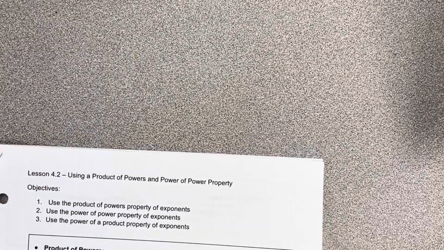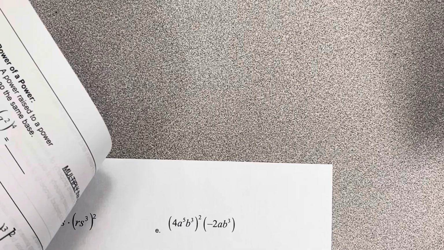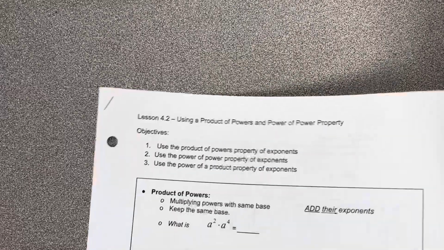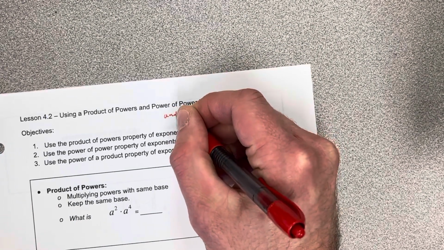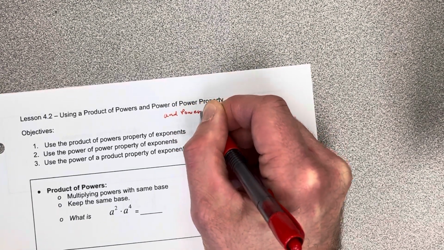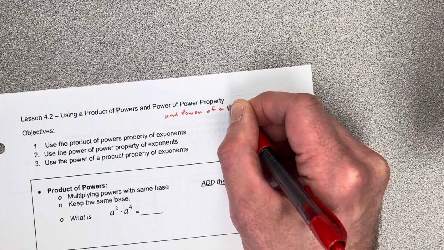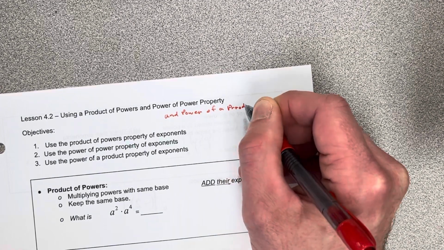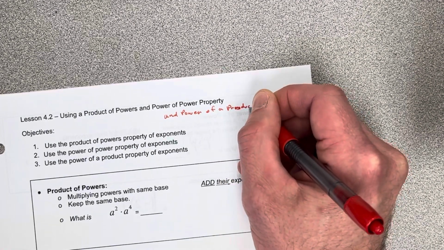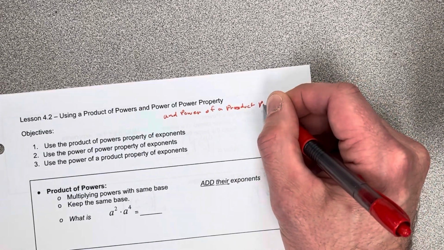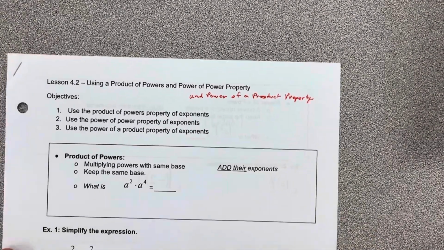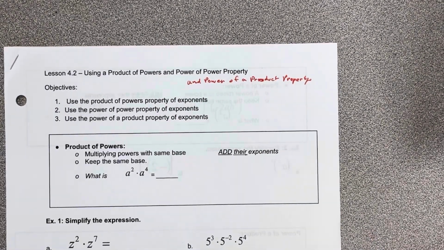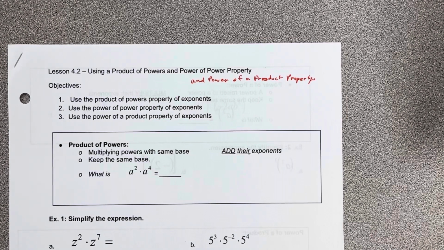Oh, wait, we're actually doing power of a product as well. So there's a third one here. We should also have power of a product property. Yeah, we're covering 3 properties today. All right, it's getting real, as they say. All right, so there's our objectives there.